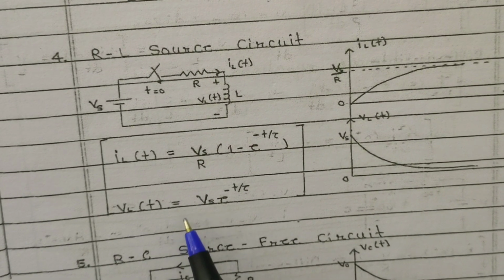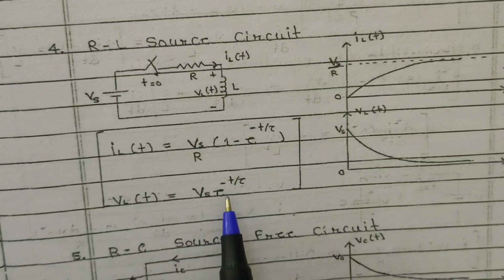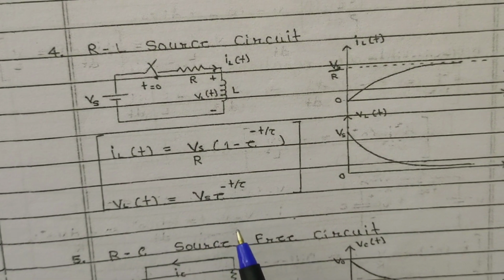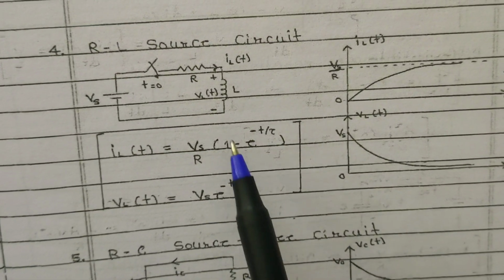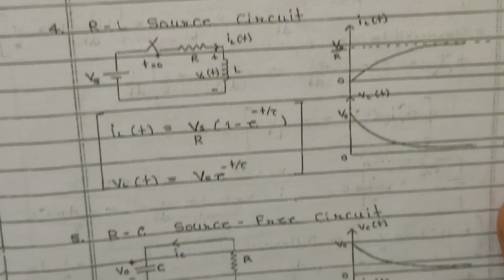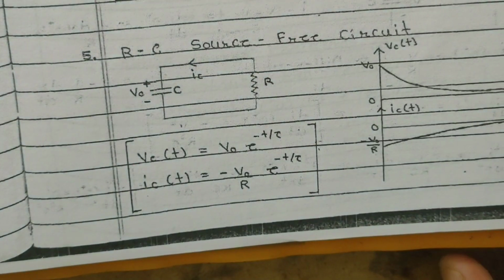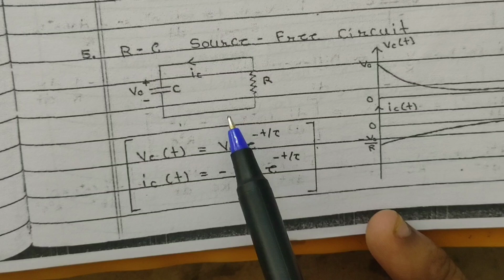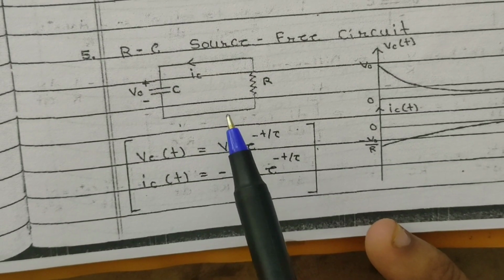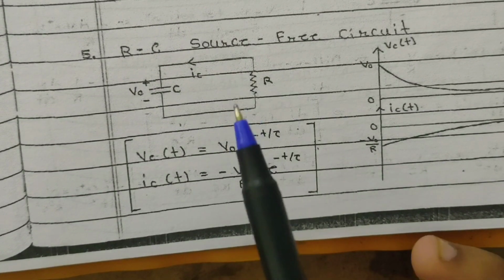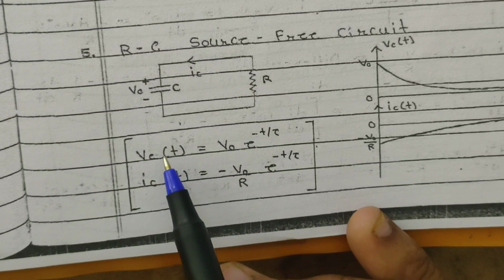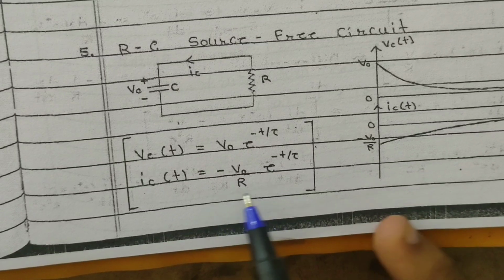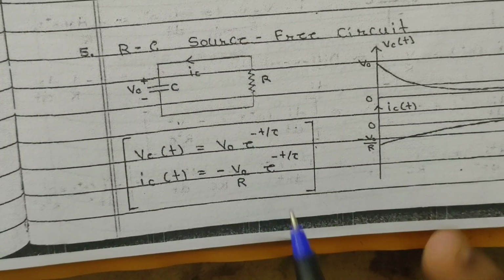Here VL of t decreases gradually from the positive maximum voltage, Vs into e power minus t by tau. So this is the RL source circuit. Now we'll talk regarding the RC source free circuit. This circuit consists of a resistor and capacitor which are free from source, which does not have any source. In this also, voltage across a capacitor decreases exponentially and current across a capacitor also decreases exponentially in the negative term.